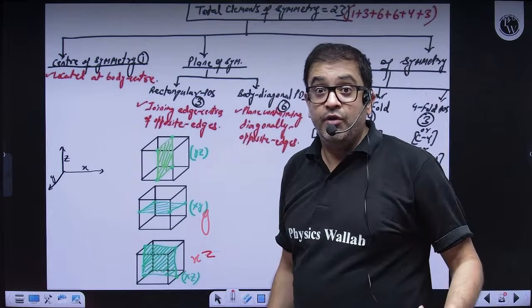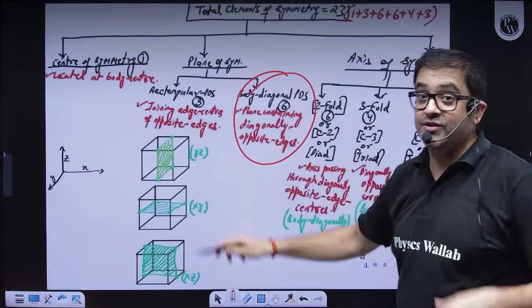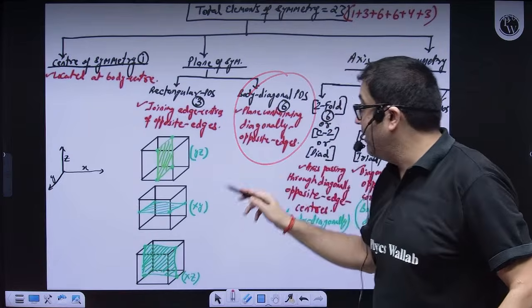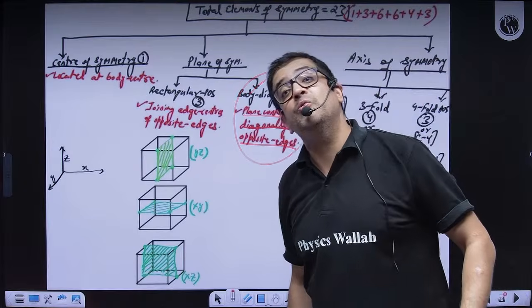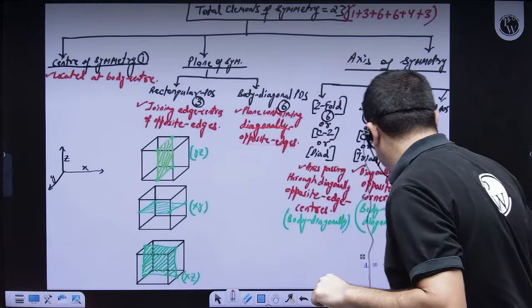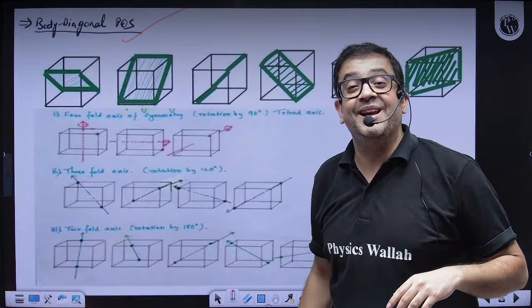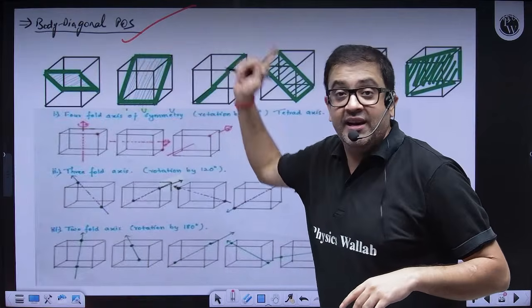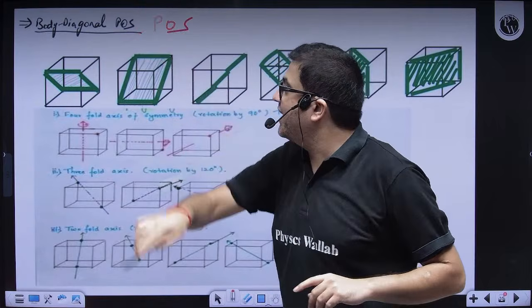Can we draw one more plane? Yes, you can also draw a body diagonal plane of symmetry. How to draw this body diagonal plane? You can draw a plane containing diagonally opposite edges. That is the body diagonal plane of symmetry.